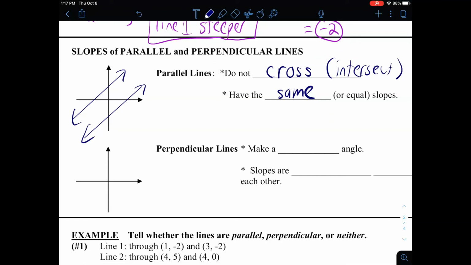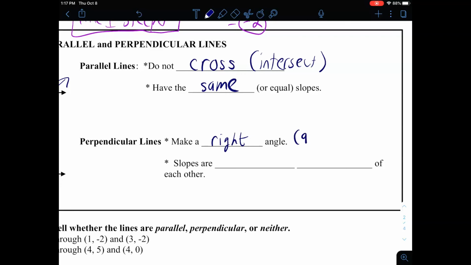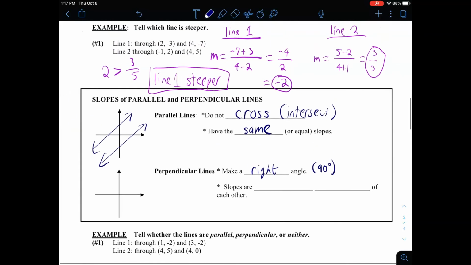Then we have perpendicular lines. Perpendicular lines are going to make a what kind of angle? A right angle, which is how many degrees? 90 degrees. All right, and what are the slopes of perpendicular lines? So an example of two perpendicular slopes would be like 2 and negative 1/2, or 1/7 and negative 7. What kind of numbers are these here? These are called opposite what? Opposite reciprocals.